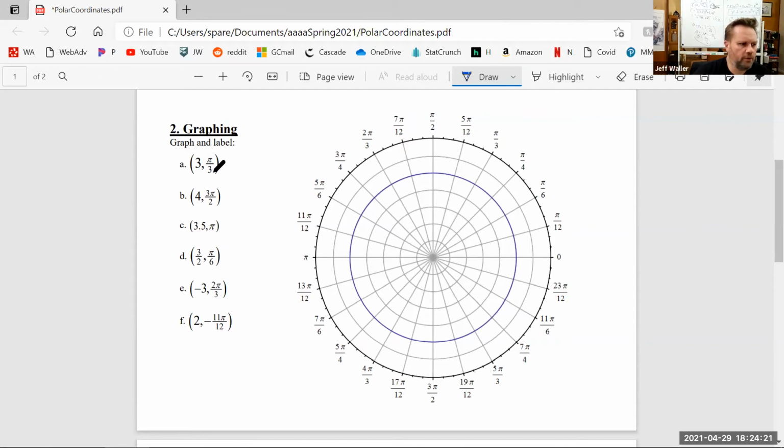How much should they rotate by? Pi over 3. So they're going to face pi over 3. So they're going to rotate to pi over 3, so they can be facing this way. And then how much do we want them to walk? 3. So here's what we've got to get used to.